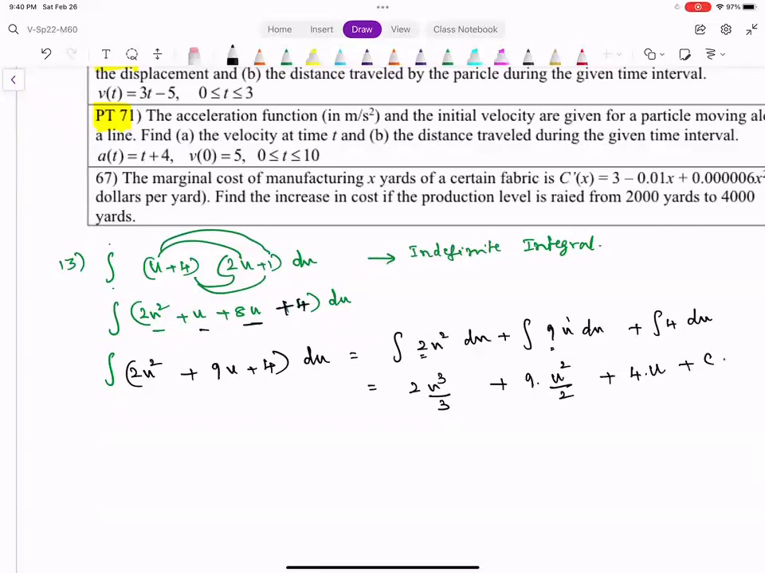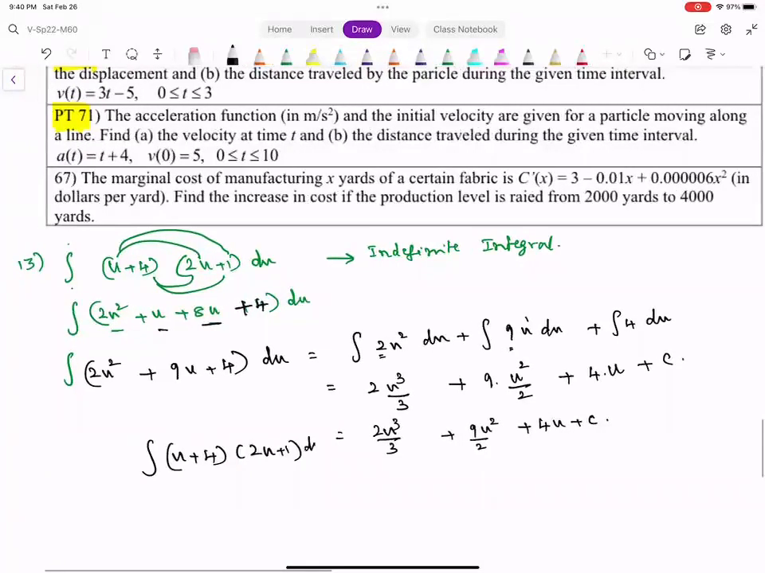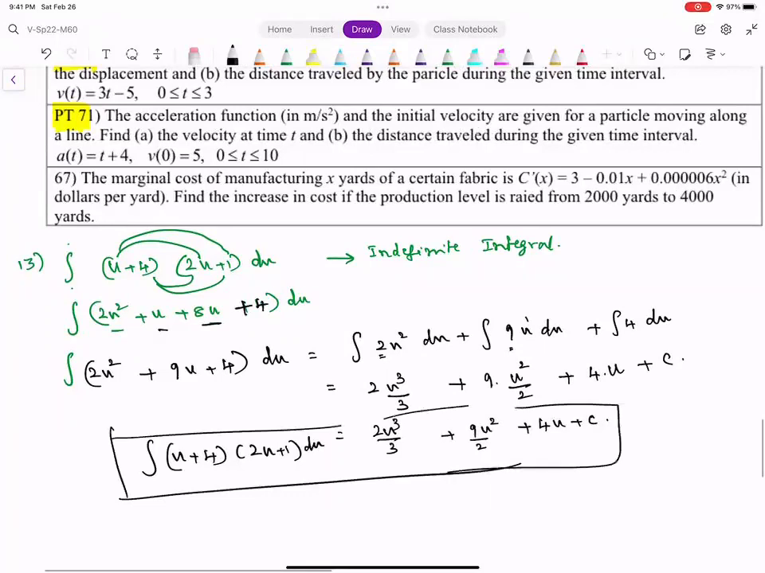Remember to add the constant. So it is 2u cube over 3 plus 9u square over 2 plus 4u plus c. That is the value of the integral of u plus 4 times 2u plus 1 du. So all we have done in this problem is to expand by FOIL and then integrate term-wise.